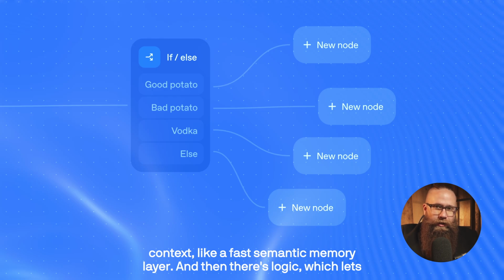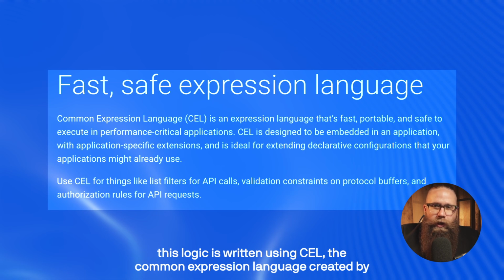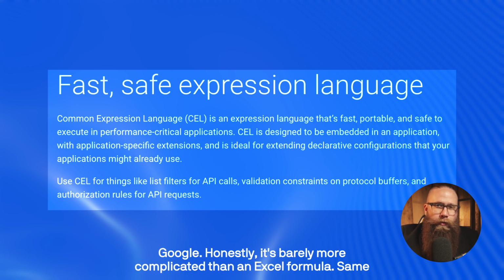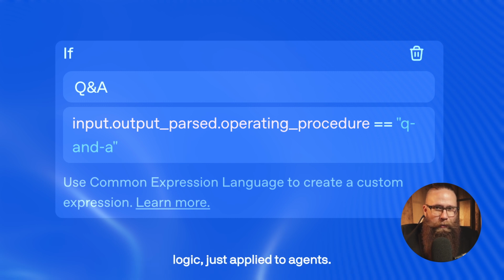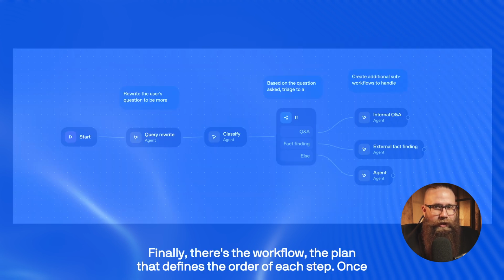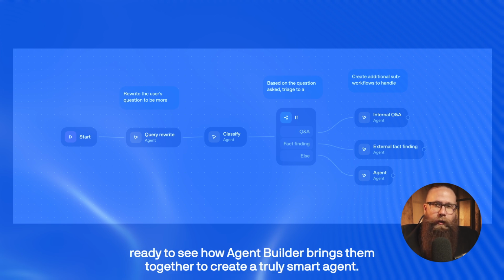And then there's logic, which lets the agent make simple decisions like, if this is true, do that. In Agent Builder, this logic is written using CEL, the Common Expression Language created by Google. Honestly, it's barely more complicated than an Excel formula. Same logic, just applied to agents. Finally, there's the workflow, the plan that defines the order of each step. Once you understand these building blocks, data, bridges, memory, and logic, you're ready to see how Agent Builder brings them together to create a truly smart agent.